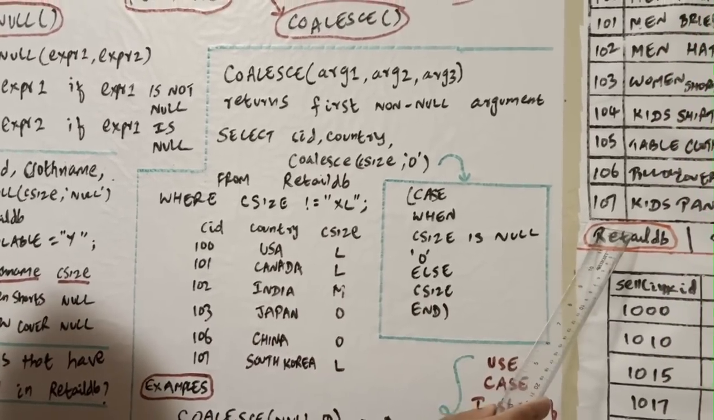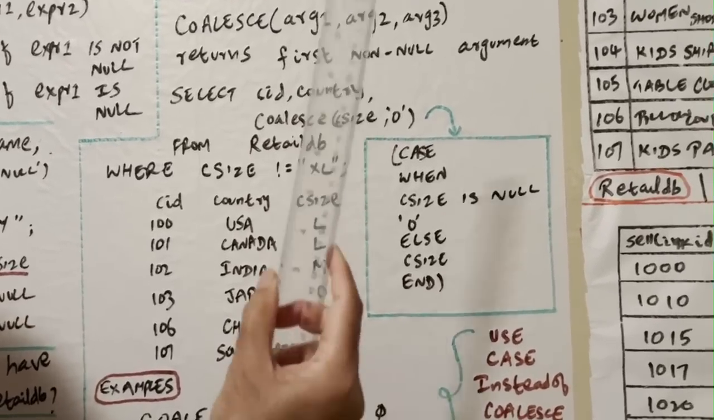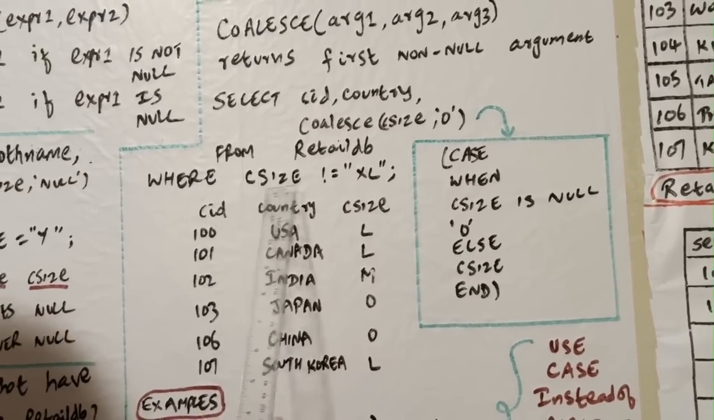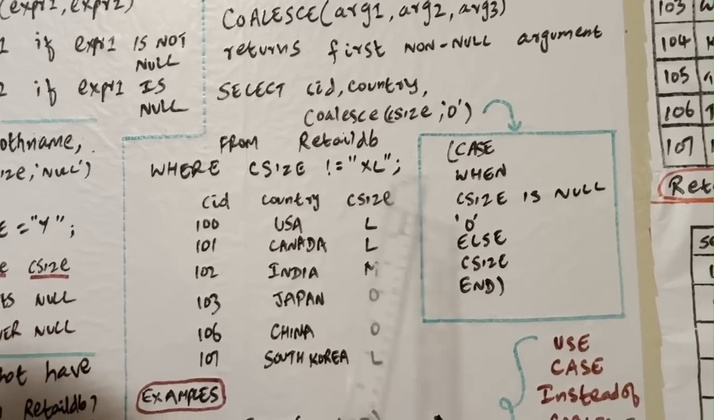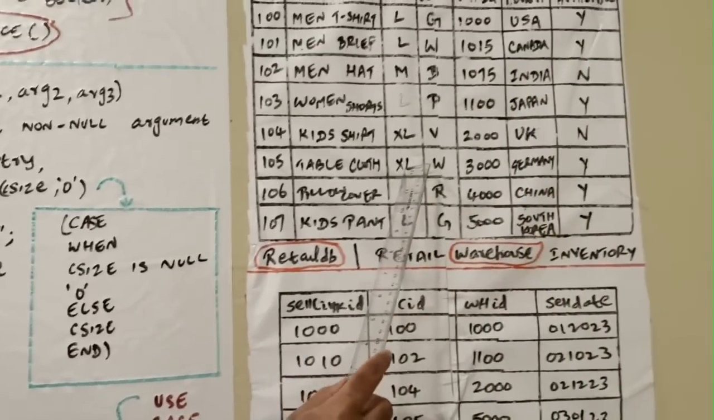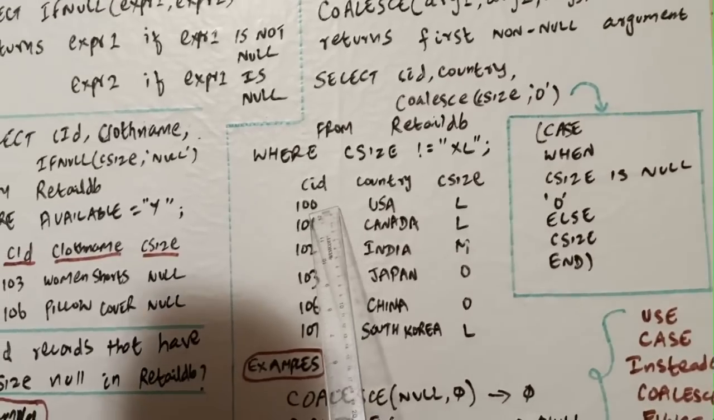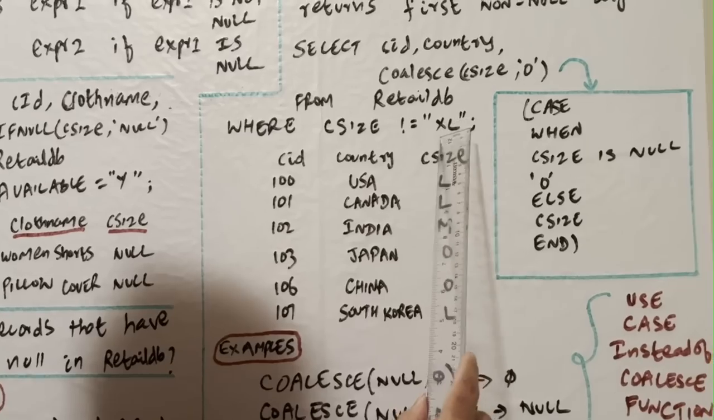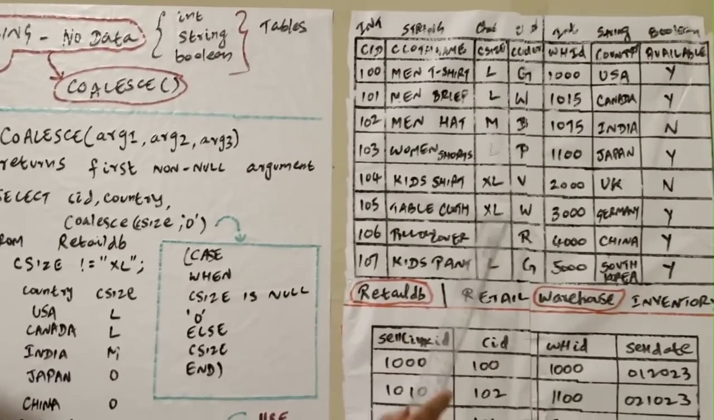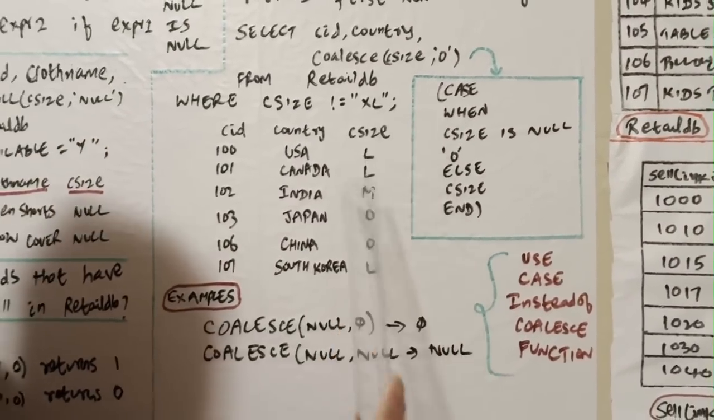For example, same table: select cloth ID, country, COALESCE of size, and if size is null put a 0 value, from retail DB where size not equal to XL. So there are two conditions. Let's check for not equal to XL. So how many XL are there? These two. So let's check all the other data. Output will be 100. It's going to return all rows, and if it is null, it's going to put 0. We got two null values, so 103 and 106 will be 0 values, and all other rows are displayed.